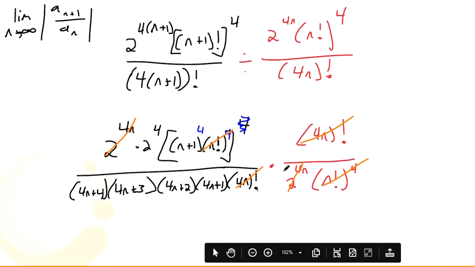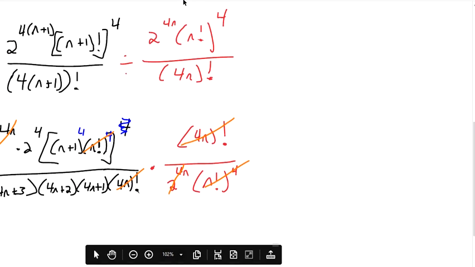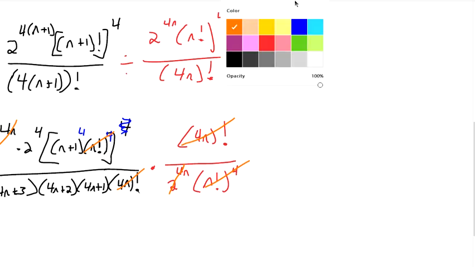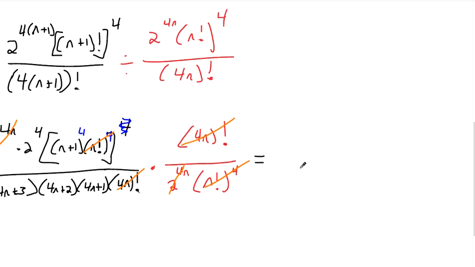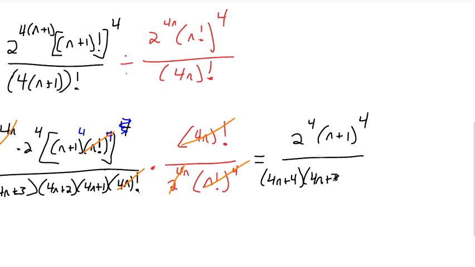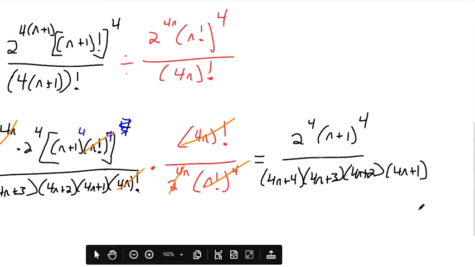So let's see what we got left over now. I'll write it over here. Remember, this is all the limit as n goes to infinity. I just haven't written it so that my hand does not break. N plus 1 to the 4th over, we got 4n plus 1, 4n plus 4 in the denominator still, 4n plus 3, 4n plus 2, 4n plus 1 in the denominator. Okay, so we're trying to evaluate the limit as n goes to infinity for this expression.